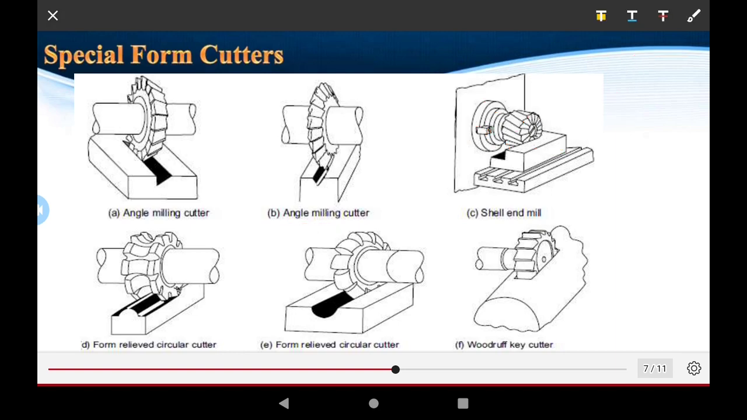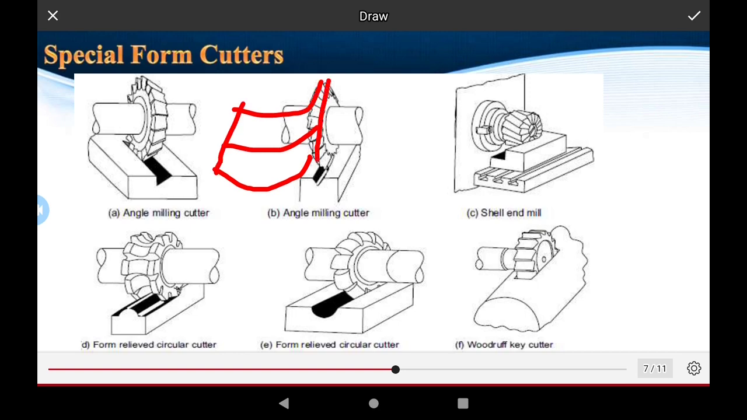And another operation is performed to form the relieved circular cutters. This is the circular cutter. The mid position of the cutter is the down side, and the other two sides are the end sides of the tool, which is the large area of the cutter, okay. This tool also performs this operation, okay. This is the tool, okay.